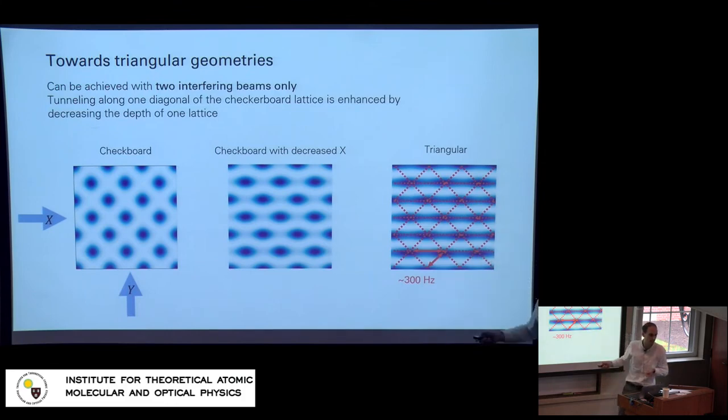And we were asking about the kind of tunneling rates we can achieve. Because of the larger spacing, we need to work at lower lattice depths, but we can still reach about 300 hertz. But you're still in the tight-binding regime there? Yeah.